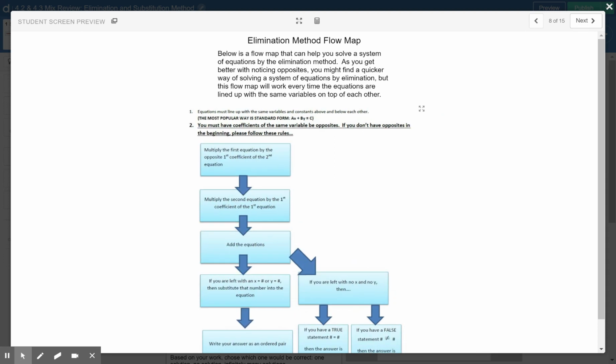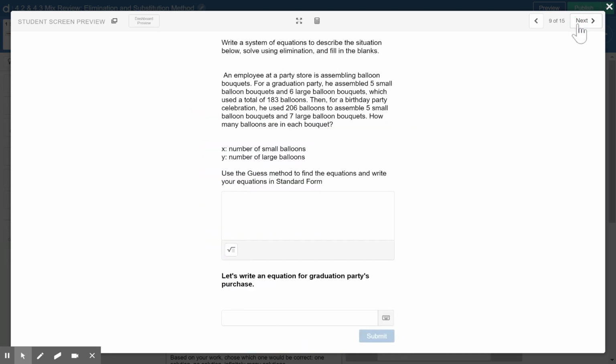Now we come to the elimination. We put this flow map here for you to reference in case you still need to know the steps. The first type of problem you'll see is a word problem. We have a graduation party that's going on. We have 5 small balloon bouquets that were being built, and then 6 large balloon bouquets, and they equal 183.